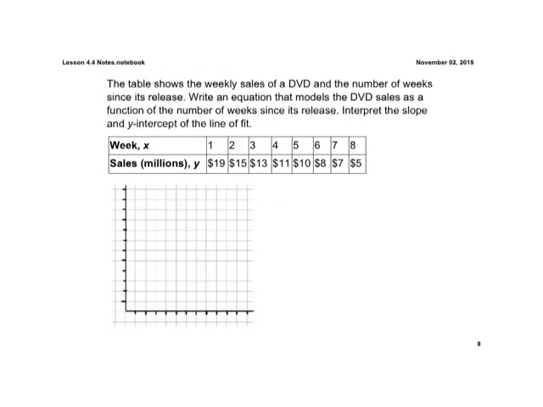Okay, so we're going to do one here. Again, we need to make all of these into ordered pairs. We have weeks and we have sales. This shows the weekly sales of a DVD and the number of weeks since its release. We need to write an equation in the end. That's our goal. That models DVD sales as a function of the number of weeks since its release.